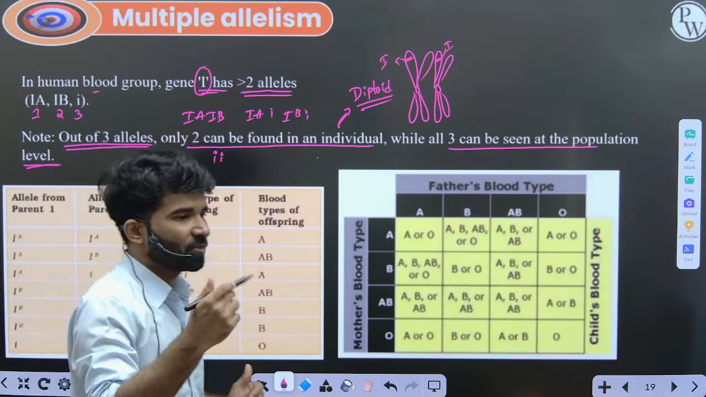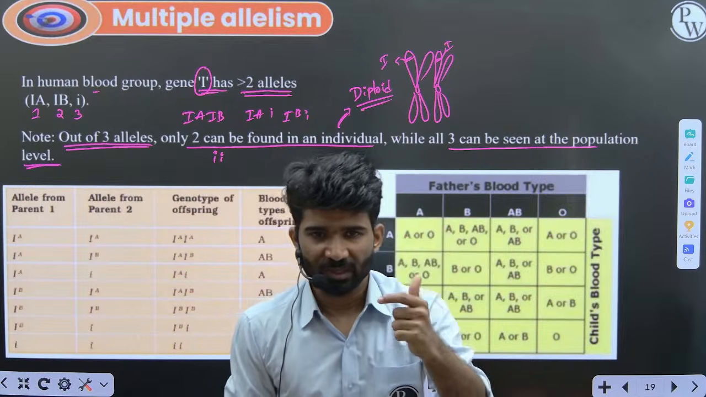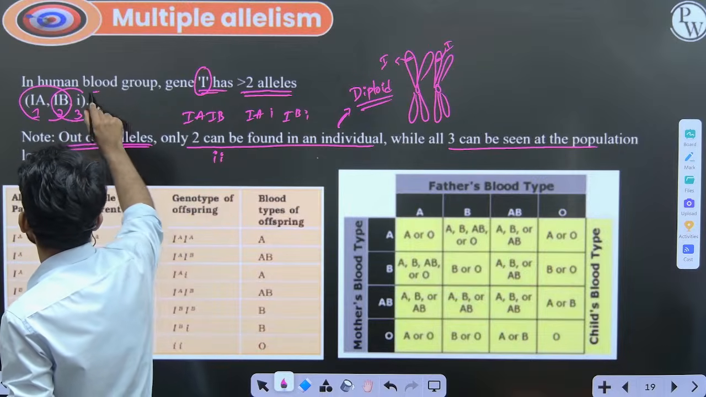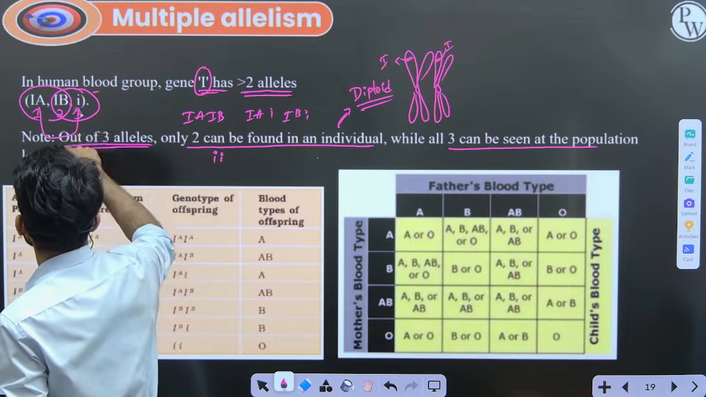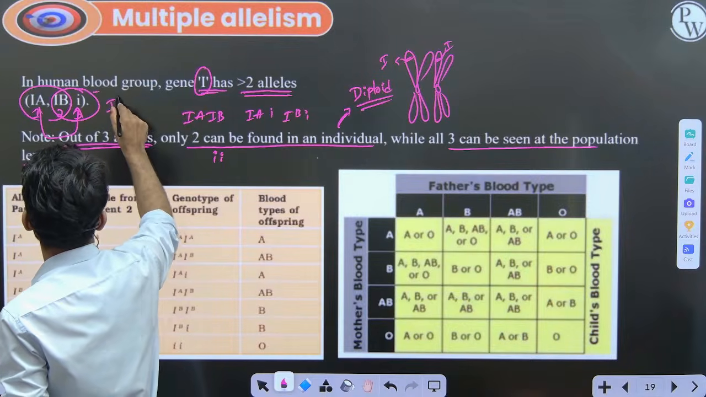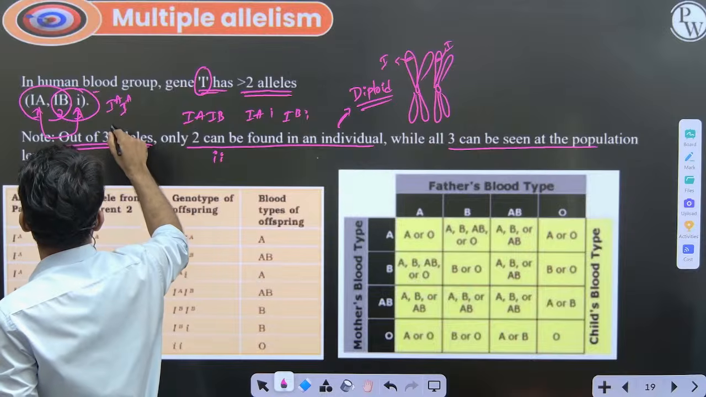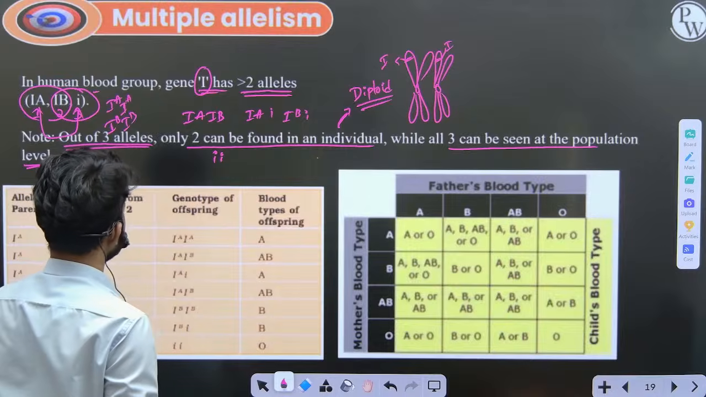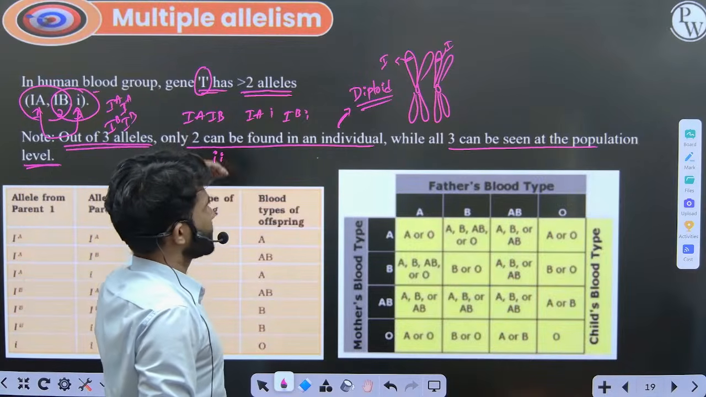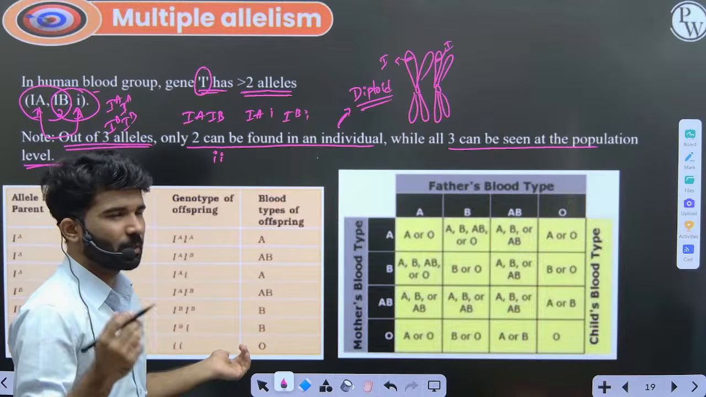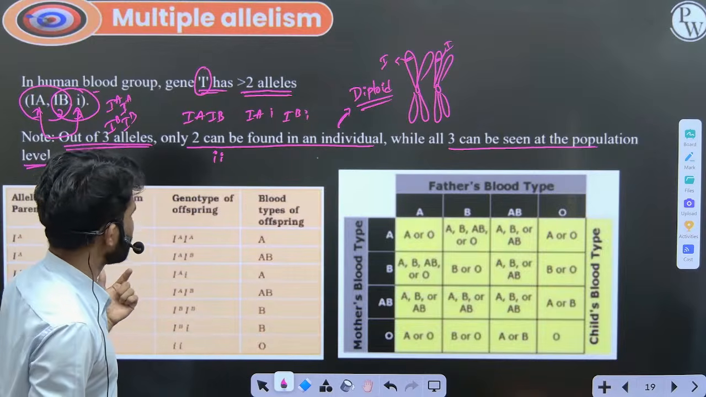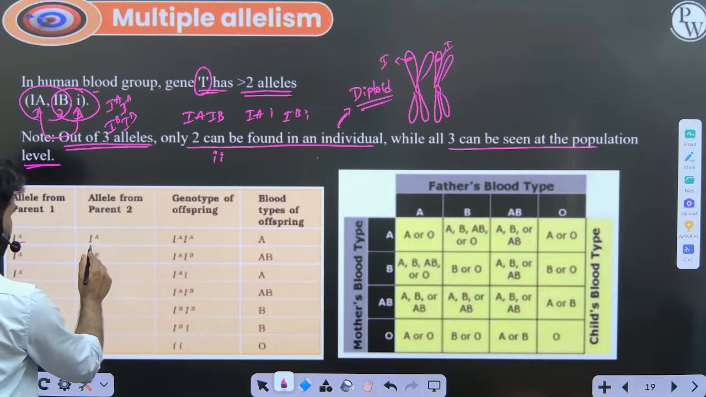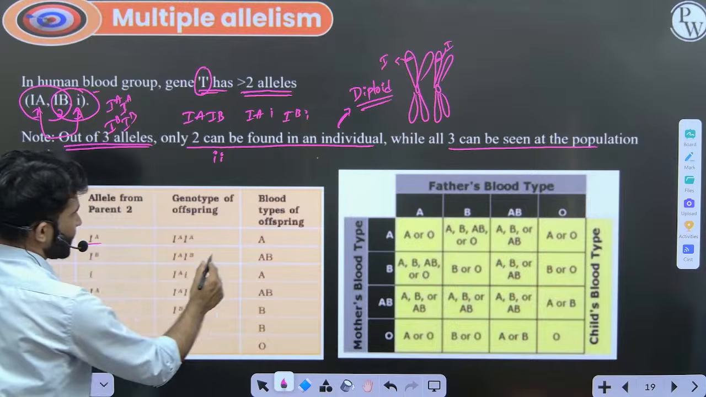So some of them have IAIB, right? Some of them have only two of these, or some of them have the same allele, similar alleles, IAIA or IBIB. Two alleles can be found, same, same, or different. Here the alleles come from parent one, that is IB, and parent two, that is IA. So that gives the blood group.